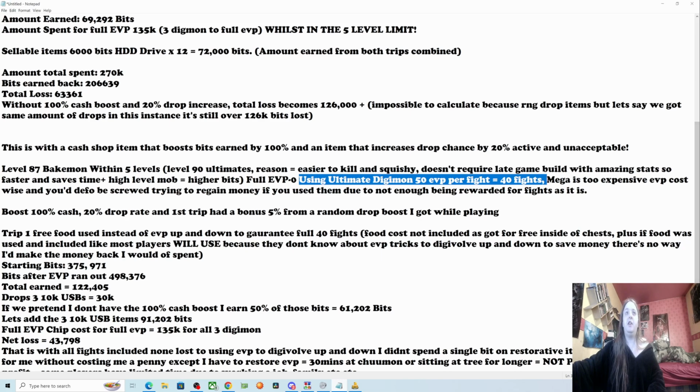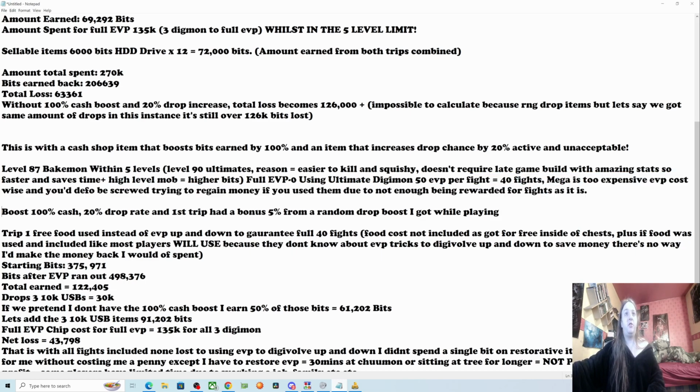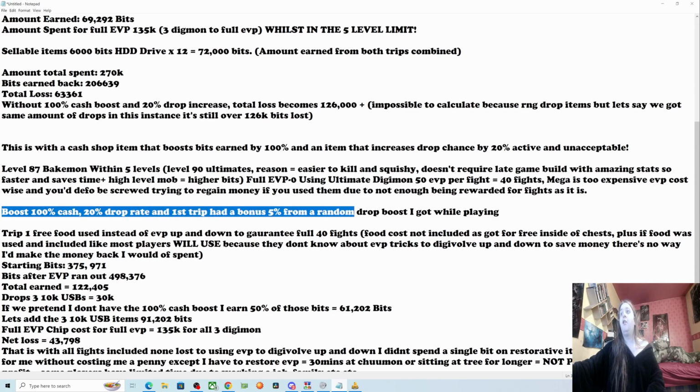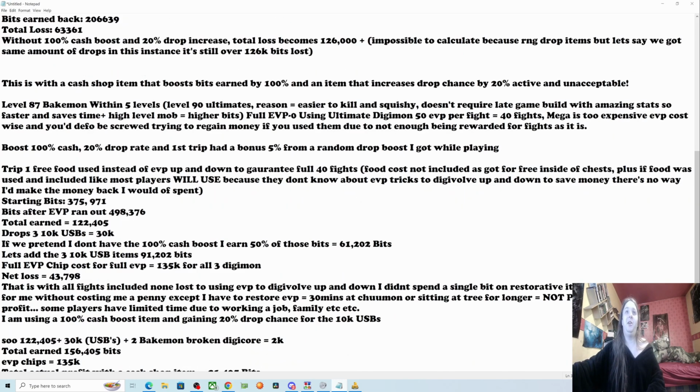Mega is too expensive EVP cost wise, and you'd definitely be screwed trying to regain money if you use them, due to not being rewarded enough money for fights as it is. Boosts: 100% cash, 20% drop rate, and the first trip had a bonus 5% drop rate from a random drop boost I got while playing. So I got a little bit extra here and we're still going to lose money.